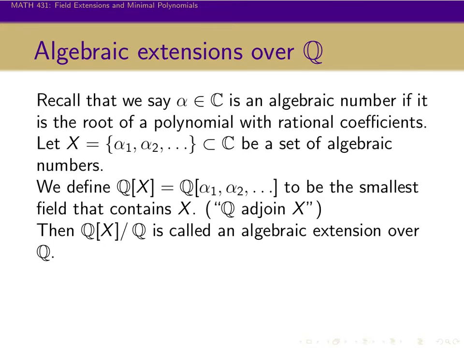And so in this case, this Q adjoin X over Q, this is what we're going to call an algebraic extension over the rational numbers. Okay, so Q adjoin X, the smallest field that contains all the elements of X, this is our larger field. Q is our base field. And so we're going to be looking at Q adjoin X over Q.